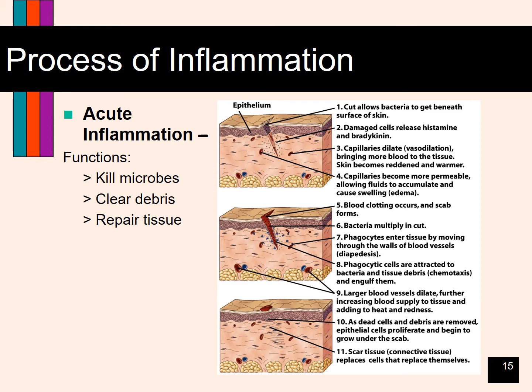What initially happens with inflammation is that those damaged cells would release histamine, and that would cause the capillaries to dilate, okay, or get bigger. That would be vasodilation. And then you have blood at the surface of the skin, which would cause redness and heat.